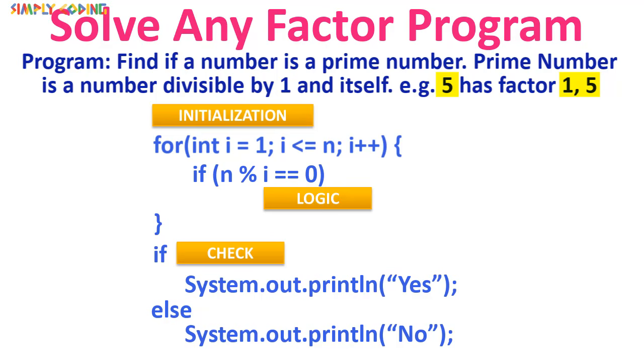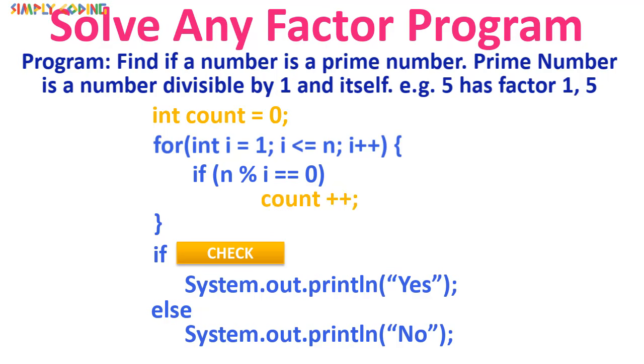So in the initialization, we will write count and initialize it to 0. In the logic section, if the condition is true, we will just increment the count. In the check condition, we will check if count is 2. If yes, then we print the number is prime, otherwise it is not.